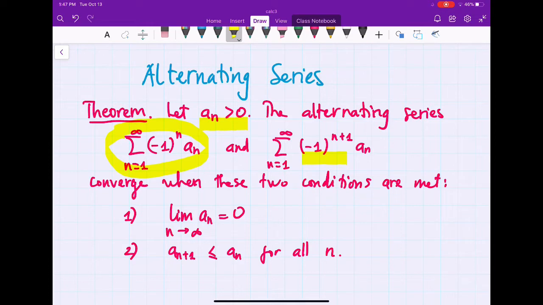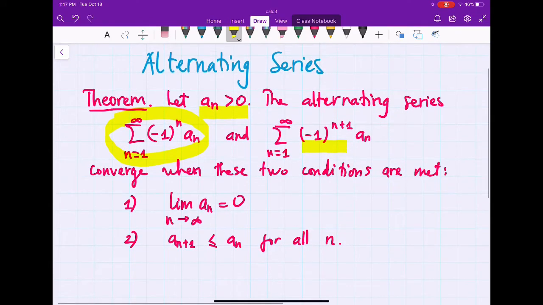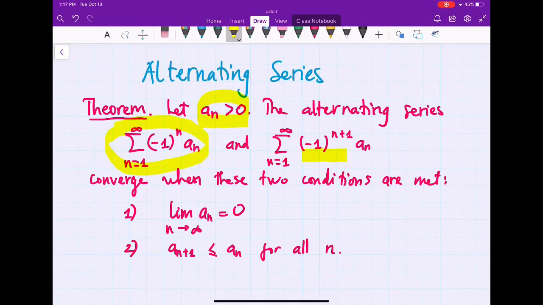Does that make sense? Such series are called alternating series because the general term, if you multiply by (-1)^(n+1) or (-1)^n a_n, gives you negative terms, since a_n is bigger than 0. Does that make sense? So that's why it is called an alternating series.